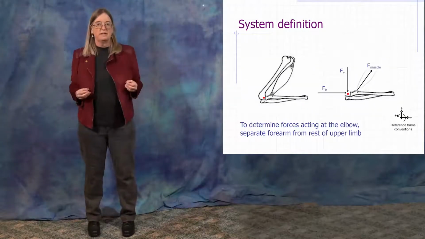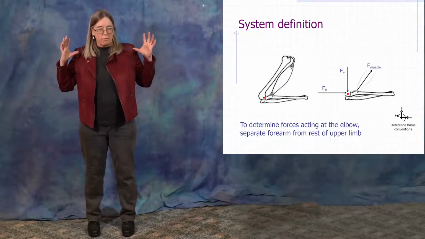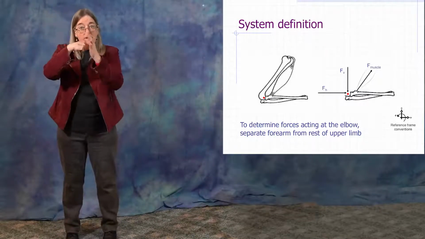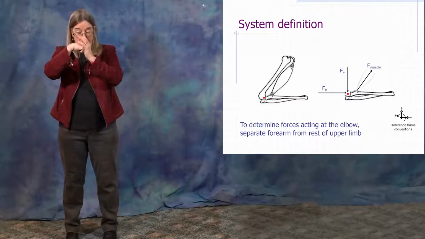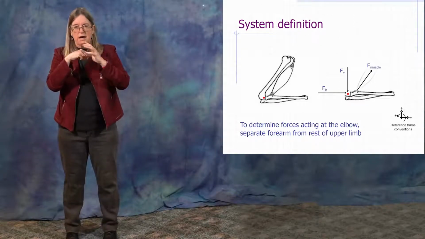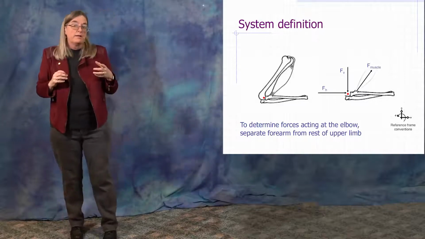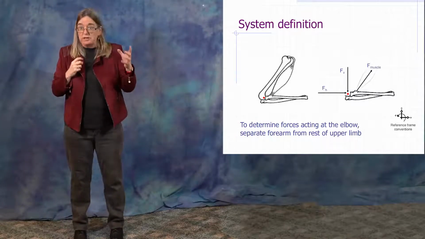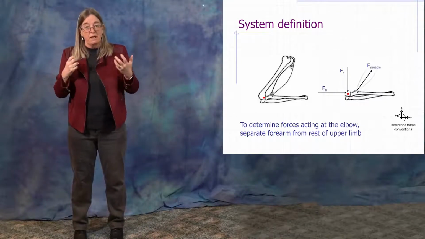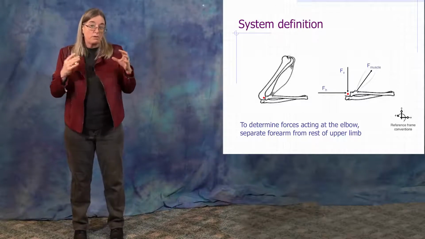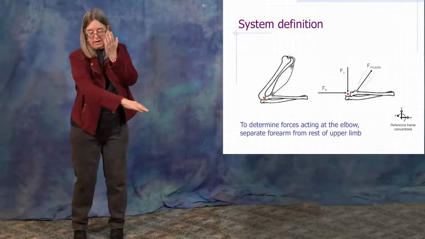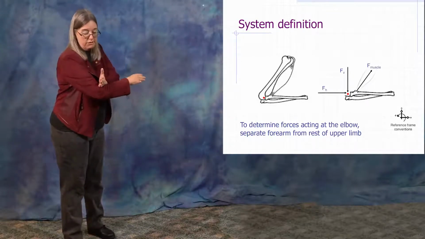So again, if you look here, if we want to know what's happening in the elbow, for example the joint reaction forces or the bone-on-bone forces, there are two slightly different things, but the bone-on-bone forces between the humerus and the ulna, for example, which is the elbow joint. We want to know what the biceps muscle is doing. Those are all things that happen at the elbow. So we're going to cut through the elbow.